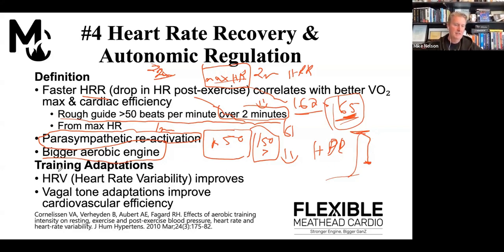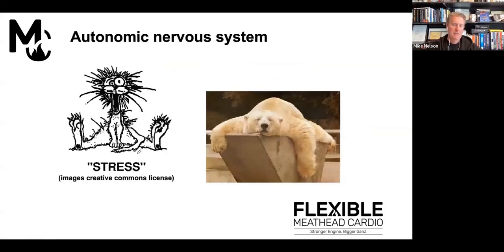So training adaptations here: heart rate variability, we'll talk a little bit about that coming up, is a good marker for vagal tone. So vagal tone adaptations improve cardiac efficiency. As you start training your aerobic system more, you increase what's called vagal tone or parasympathetic adaptations, and your heart rate variability will reflect this, and you'll see a better heart rate variability. Which brings us to, okay, what is heart rate variability?